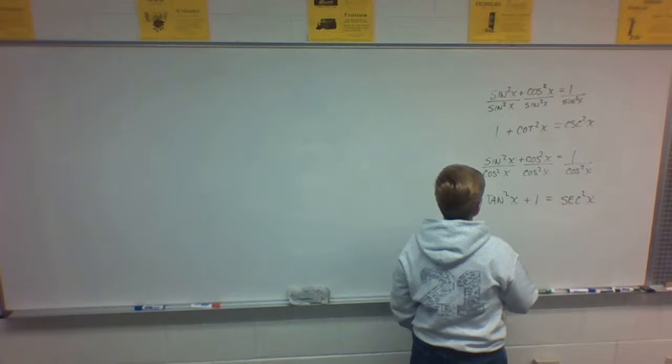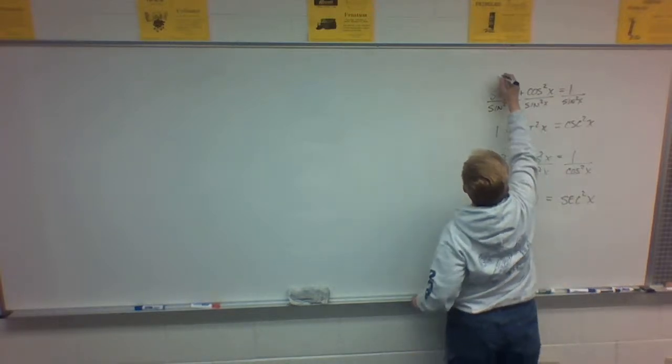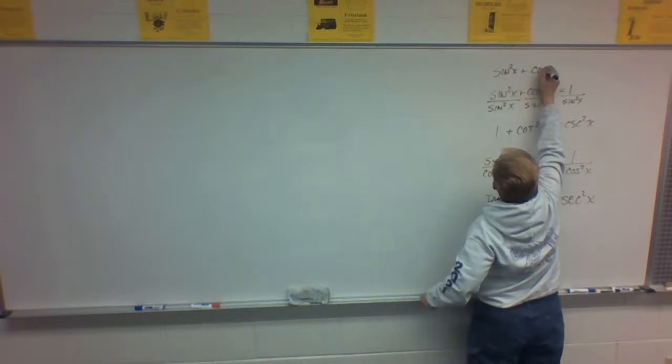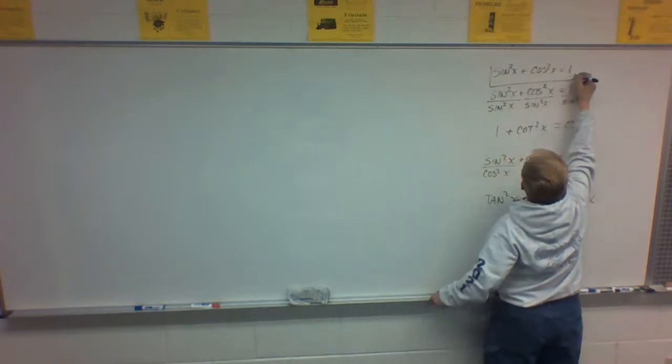So these are our 3 Pythagorean identities. I kind of destroyed that one. I'll put it back up here. This is the one everything stemmed from. These are the Pythagorean identities.